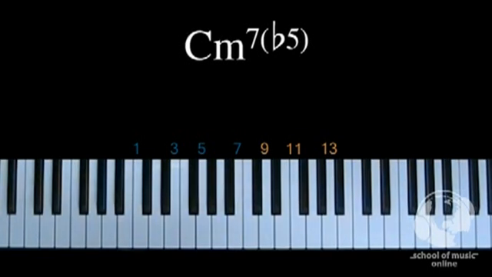Okay, so C minor 7 with a flat 5. This was also the very first chord that we brought up to talk about the root, quality, extensions and alterations. I'm sure that it's not so scary now.